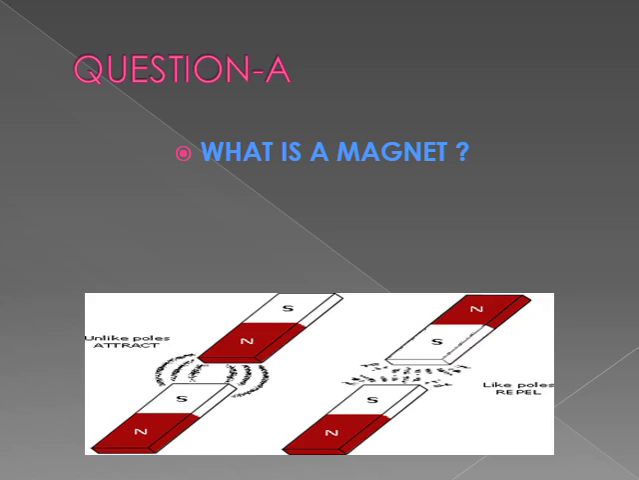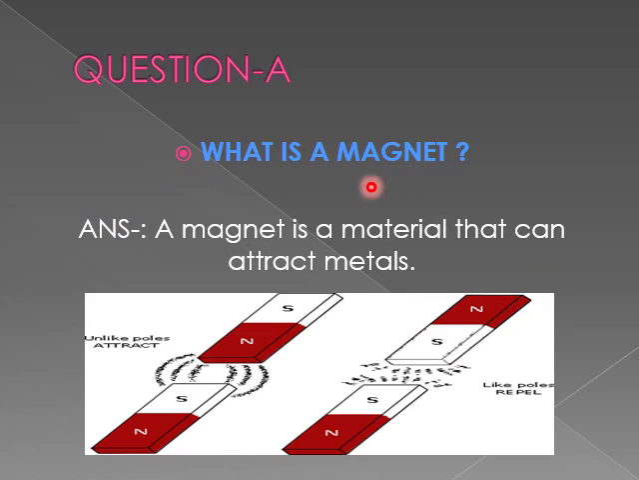My dear students, here are the question answers of page 64. The first question, E part: what is a magnet? Think about the answer. Here is the answer, my dear students. What is a magnet? A magnet is a material that can attract metals. That is called a magnet.